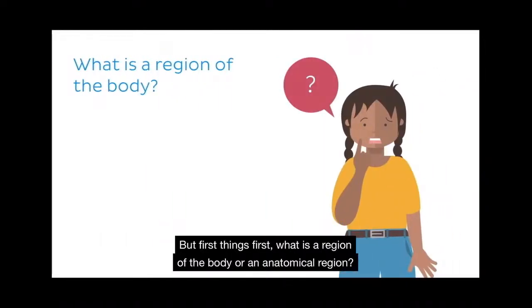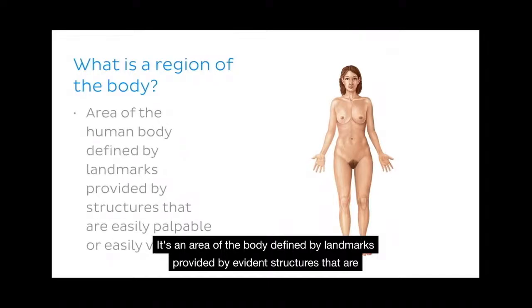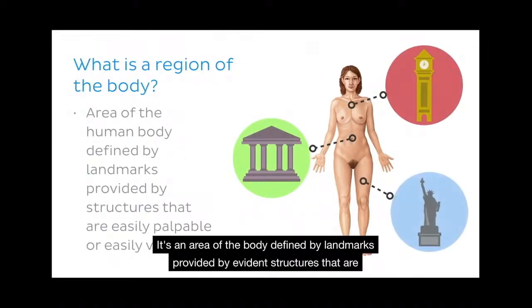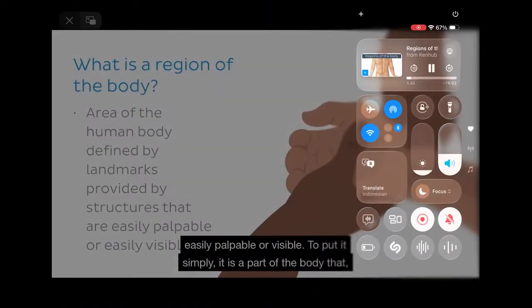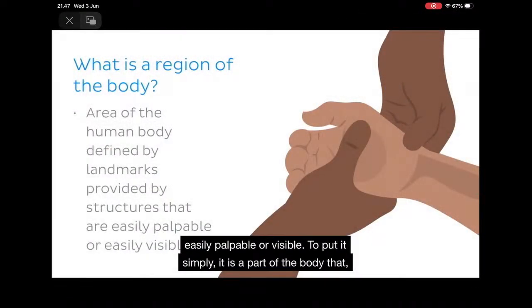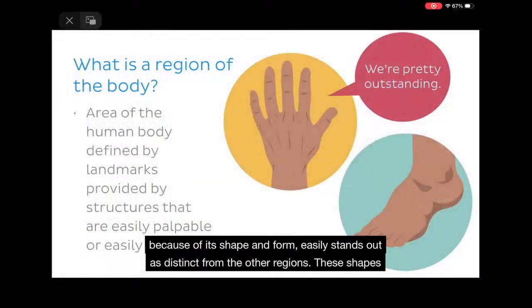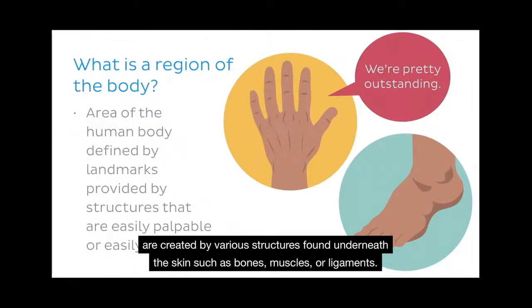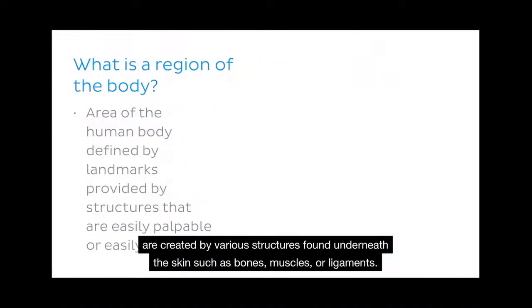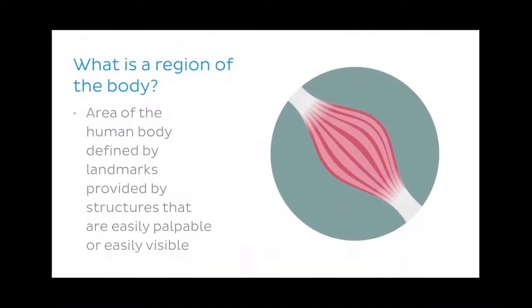But first things first, what is a region of the body or an anatomical region? It's an area of the body defined by landmarks provided by evident structures that are easily palpable or visible. To put it simply, it is a part of the body that, because of its shape and form, easily stands out as distinct from the other regions. These shapes are created by various structures found underneath the skin, such as bones, muscles, or ligaments.